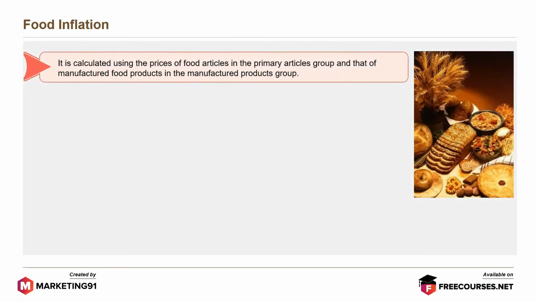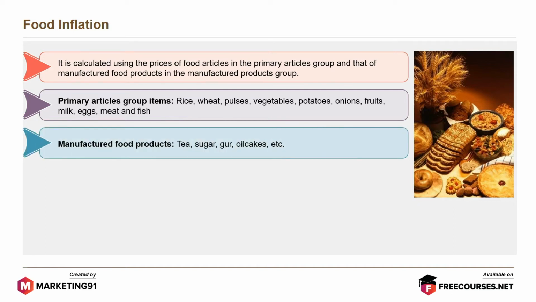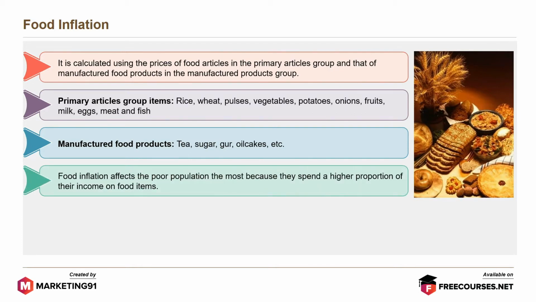Food inflation is calculated using the prices of food articles in the primary articles group and that of manufactured food products in the manufactured products group. Primary articles group items include rice, wheat, pulses, vegetables, potatoes, onions, fruits, milk, eggs, meat and fish. Manufactured food products include tea, sugar, gur, oil cakes, etc. Food inflation affects the poor population the most because they spend a higher proportion of their income on food items.